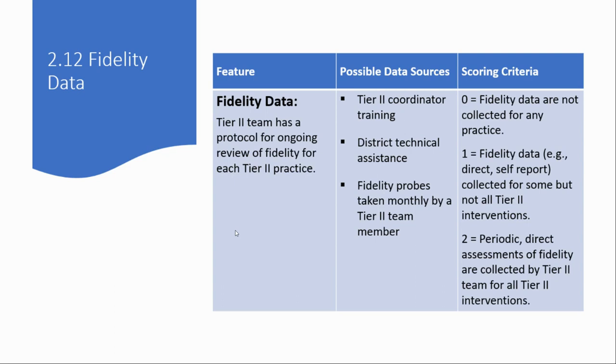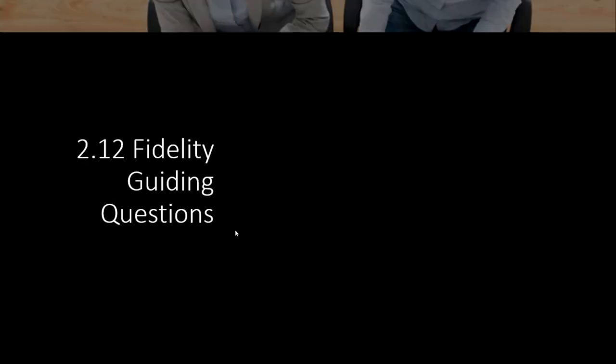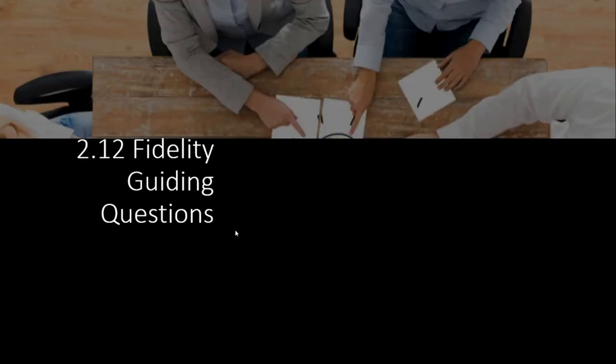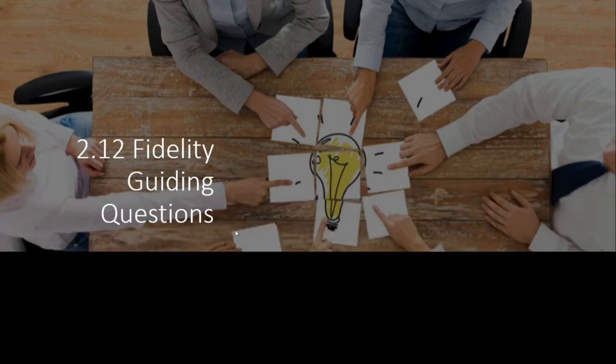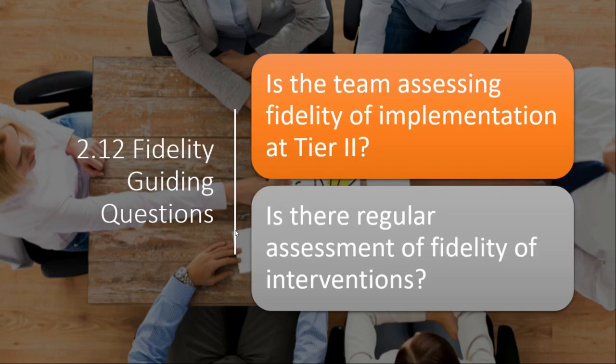And the team receives a 2 if periodic direct assessments of fidelity are collected by the Tier 2 team for all Tier 2 interventions. So some guiding questions for item 2.12 are going to include: is the team assessing fidelity of the implementation at tier 2? Is there regular assessment of fidelity of the intervention?